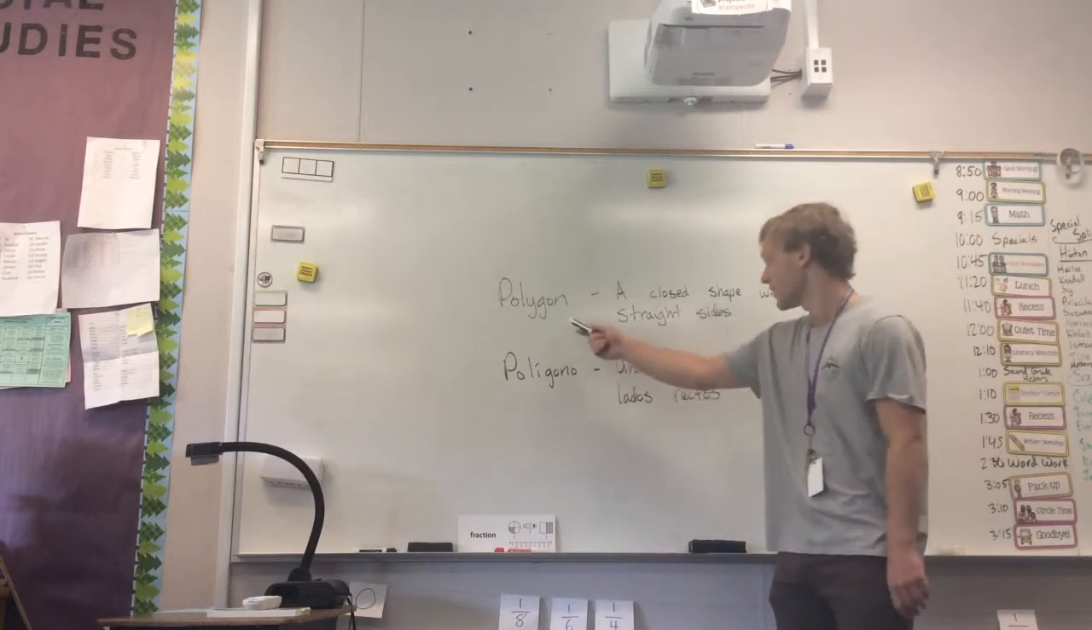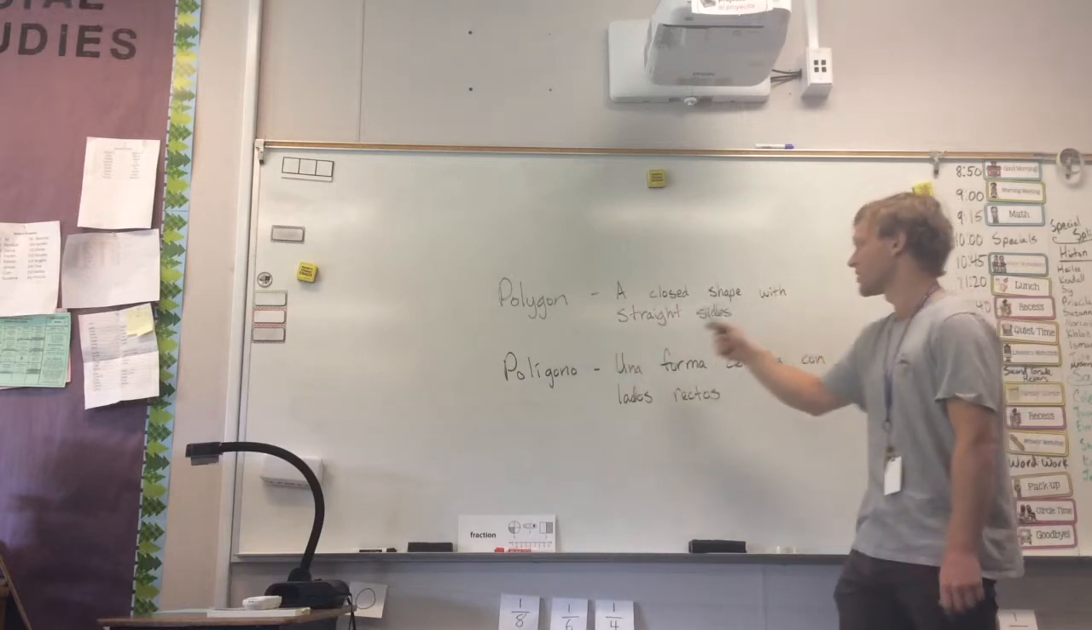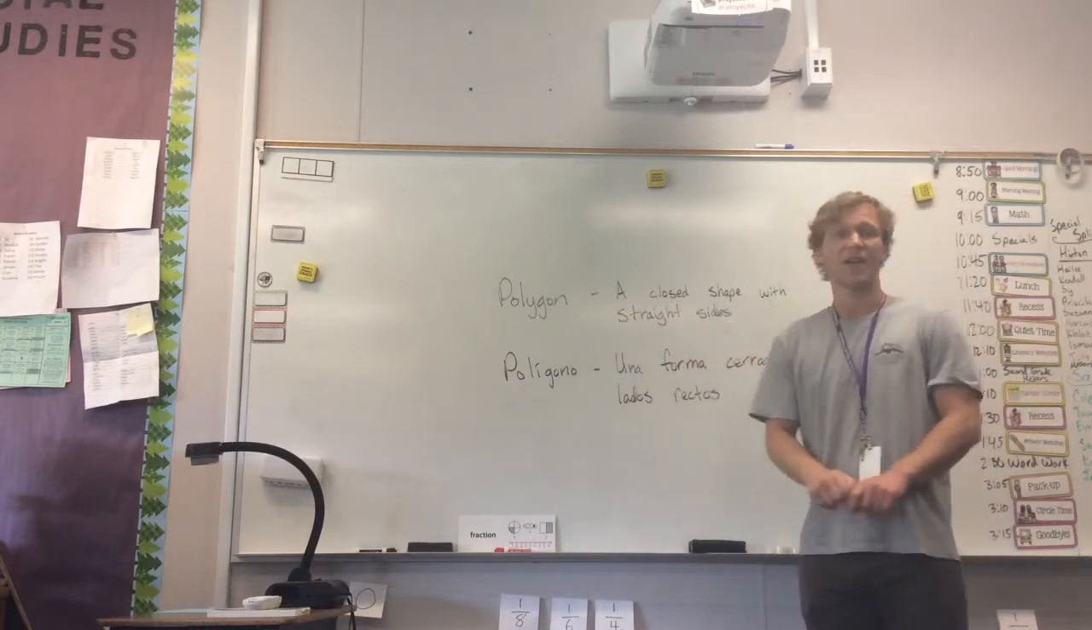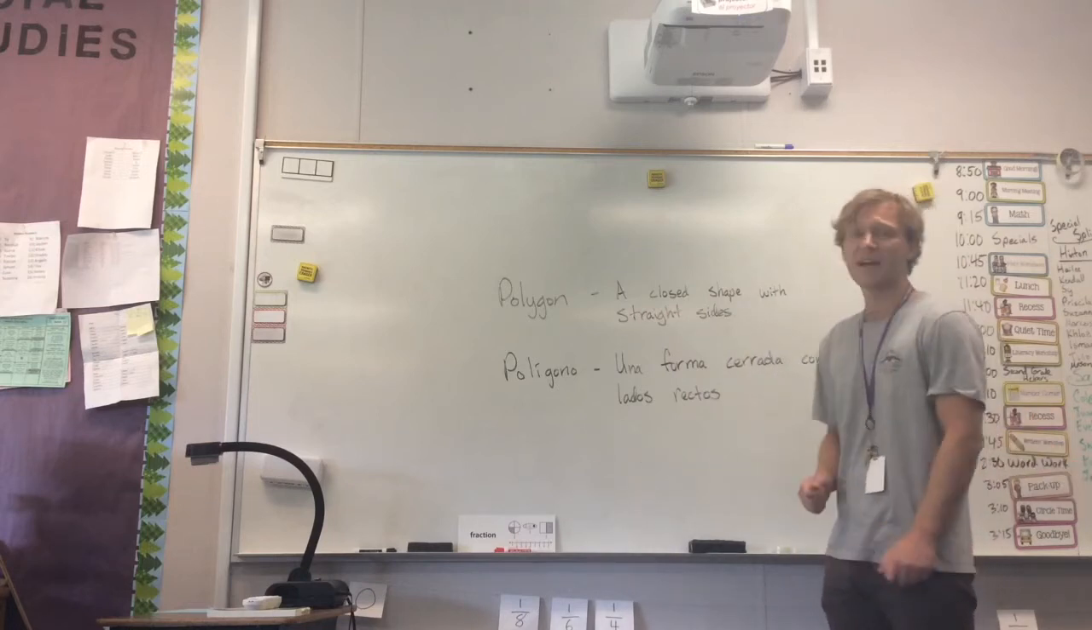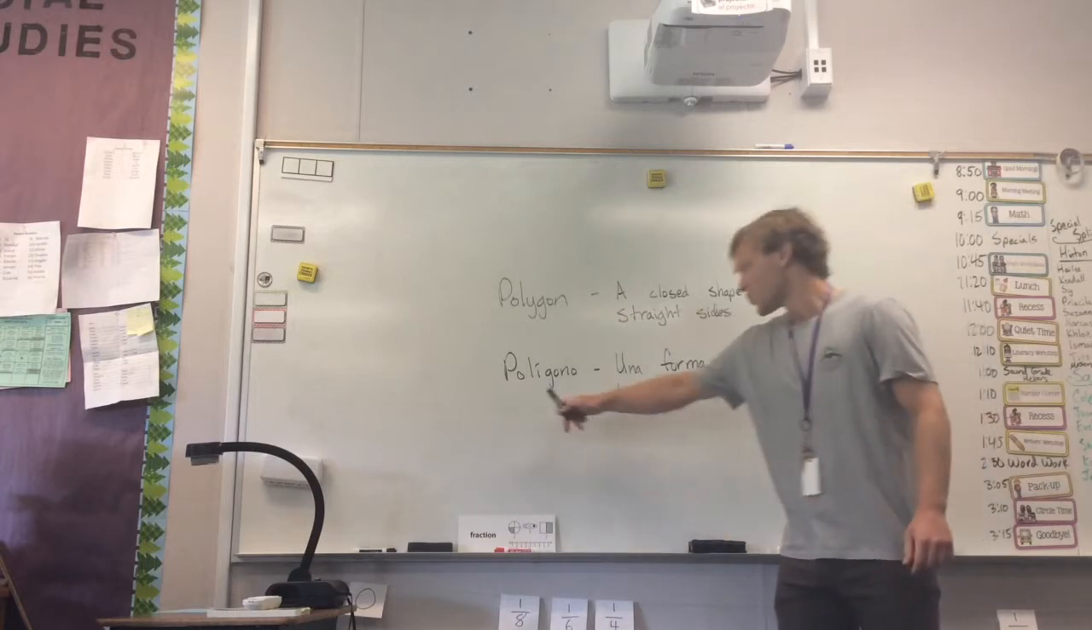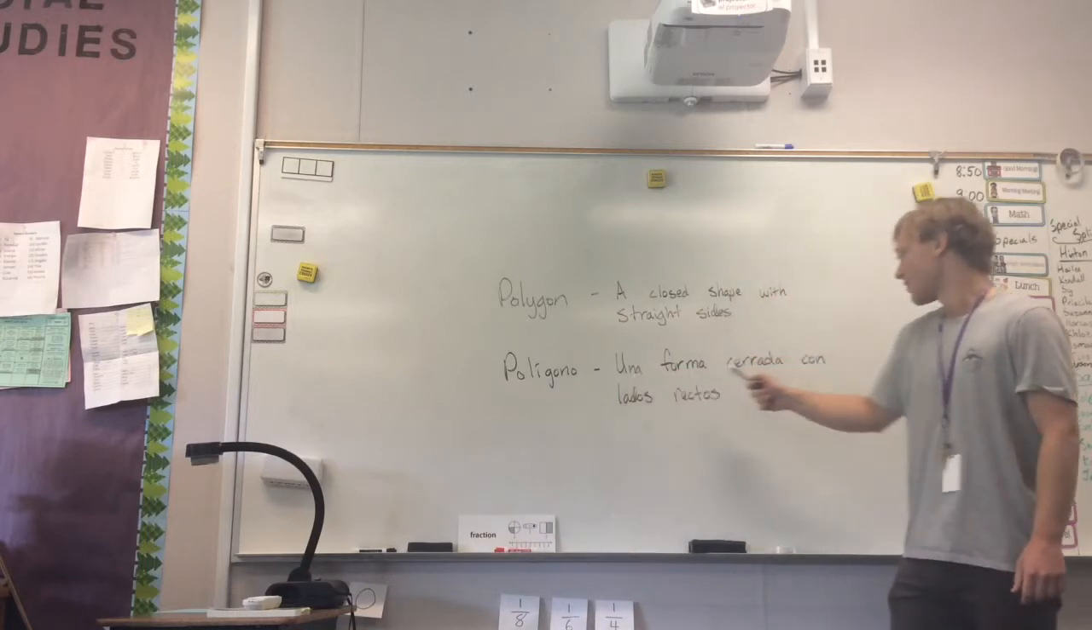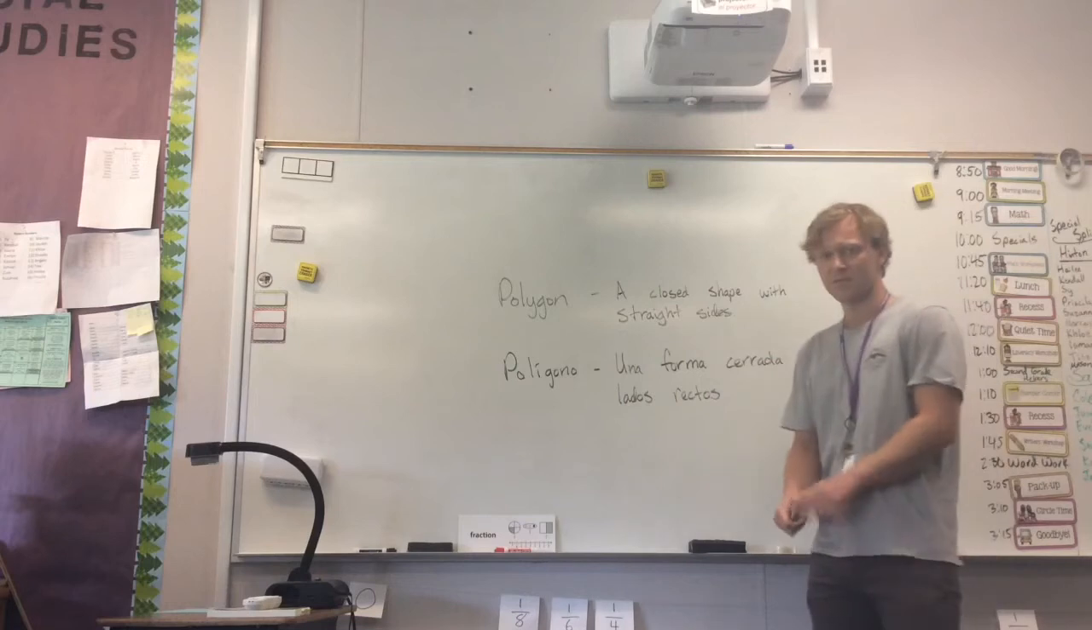So, a polygon is a closed shape with straight sides. It can have any number of sides as long as it's closed and as long as those sides are straight. Un polígono es una forma cerrada con lados rectos. Okay?